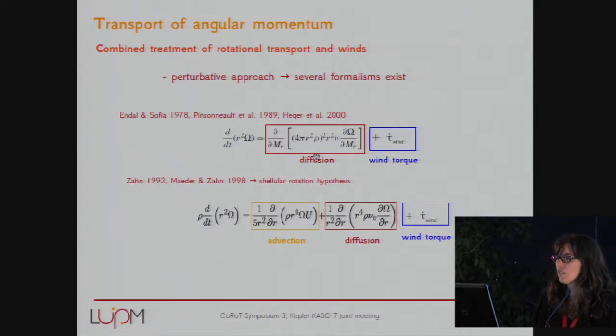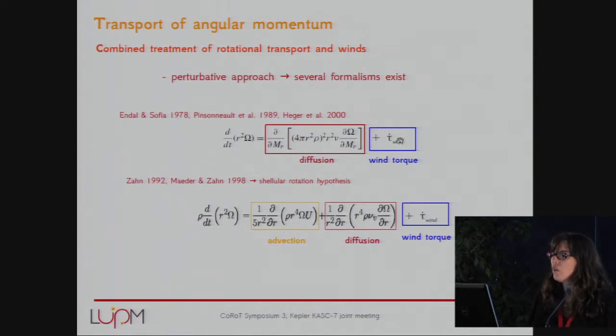So as you see in these equations, you have these new quantities, which are diffusivities associated to any hydrodynamical instability. So in the case of the diffusive formalism, this nu includes all the hydrodynamical instabilities that you would think of that would be capable of transporting angular momentum. In the formalism of Zahn, it's only shear turbulence.